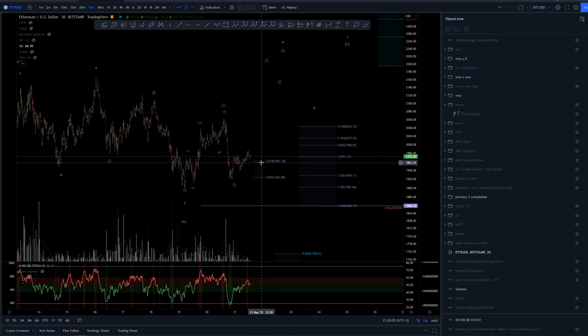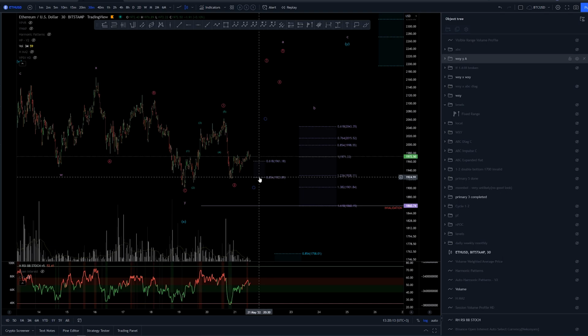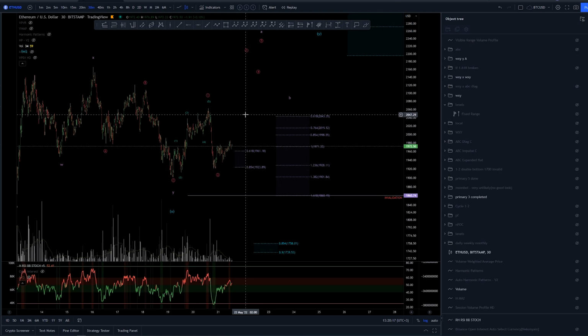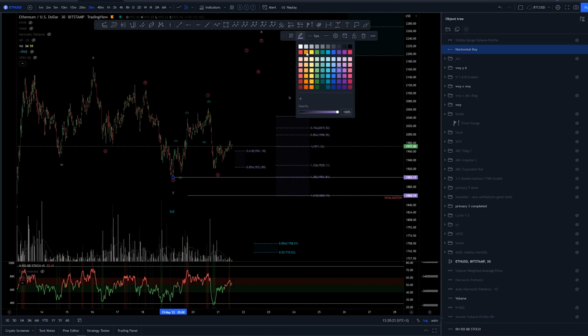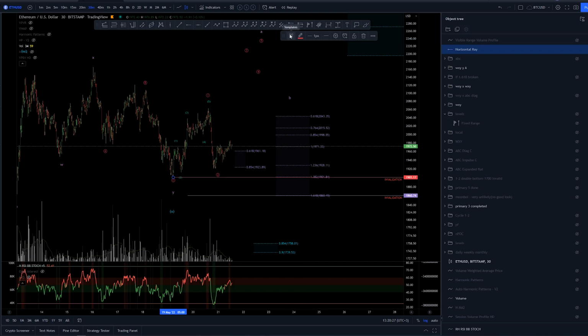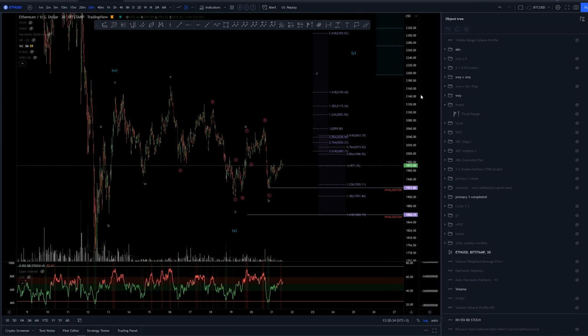We also dumped straight through this 0.618 retracement for wave 2, coming around to the 85.4 area, which would again qualify it as a flat. However, I'm going to keep this here until we break these lows at around $1,900. And let's put this guy here. There we go. The other option is just having an ABC.